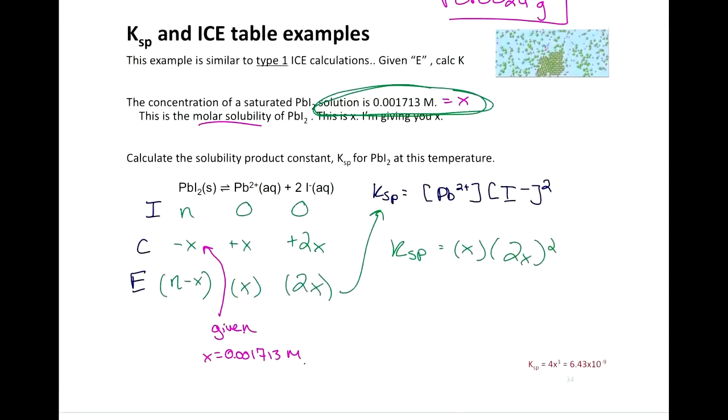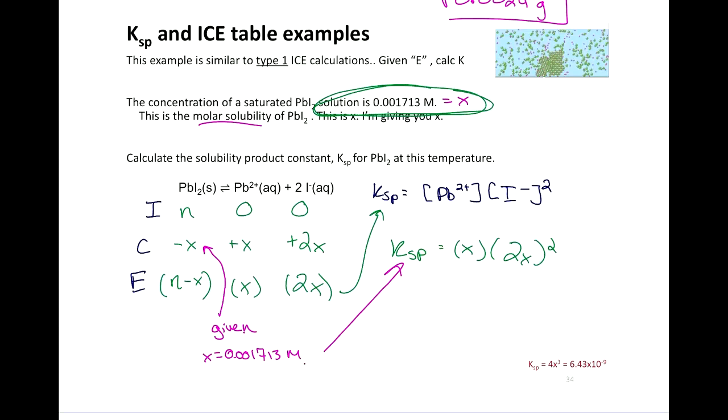We set up the ice table very similarly, except this time we're using X to calculate KSP instead of using KSP to calculate molar solubility. So you have to be cognizant enough that this is X. This is X. So we're going to stick that X into that KSP expression since we know what it is.